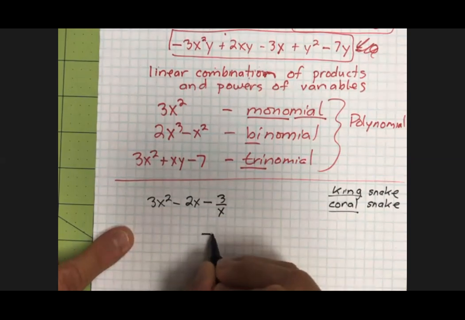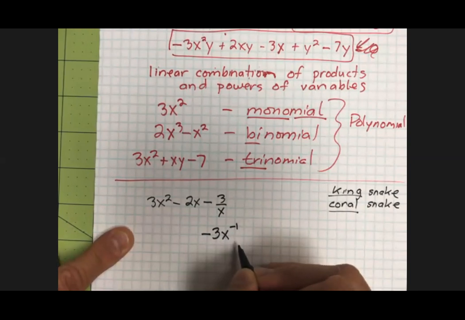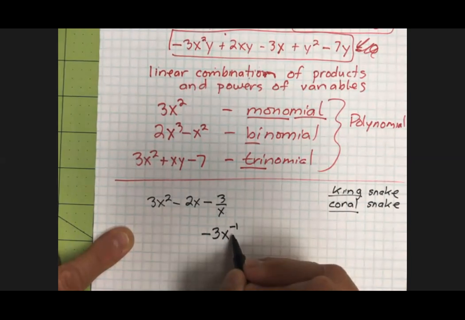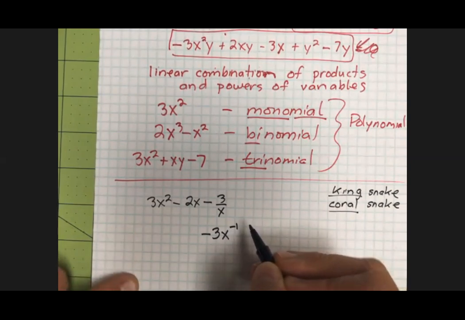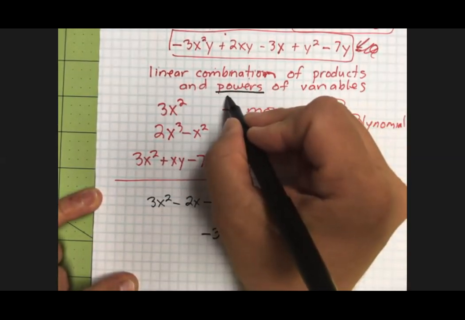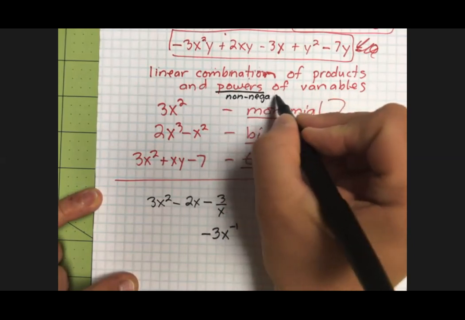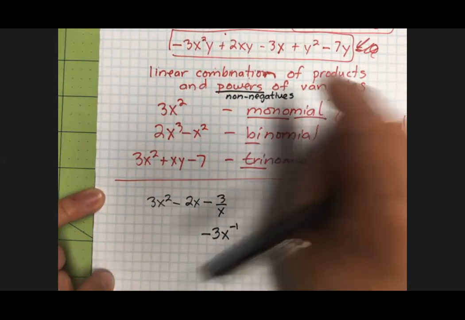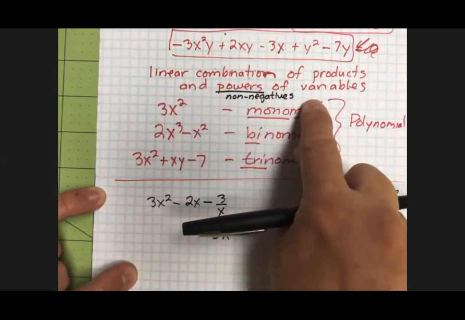Some of you, okay, oh, I've seen this movie before. Isn't that 3 times x to the -1? You are correct. You can write 3 divided by x as 3 times x to the -1. It's an exponent rule, and we'll talk about it later. But I have to qualify them: non-negative powers. You say, if you meant that, you should have said that. Well, you're right. So linear combinations of products and non-negative powers of X and Y.